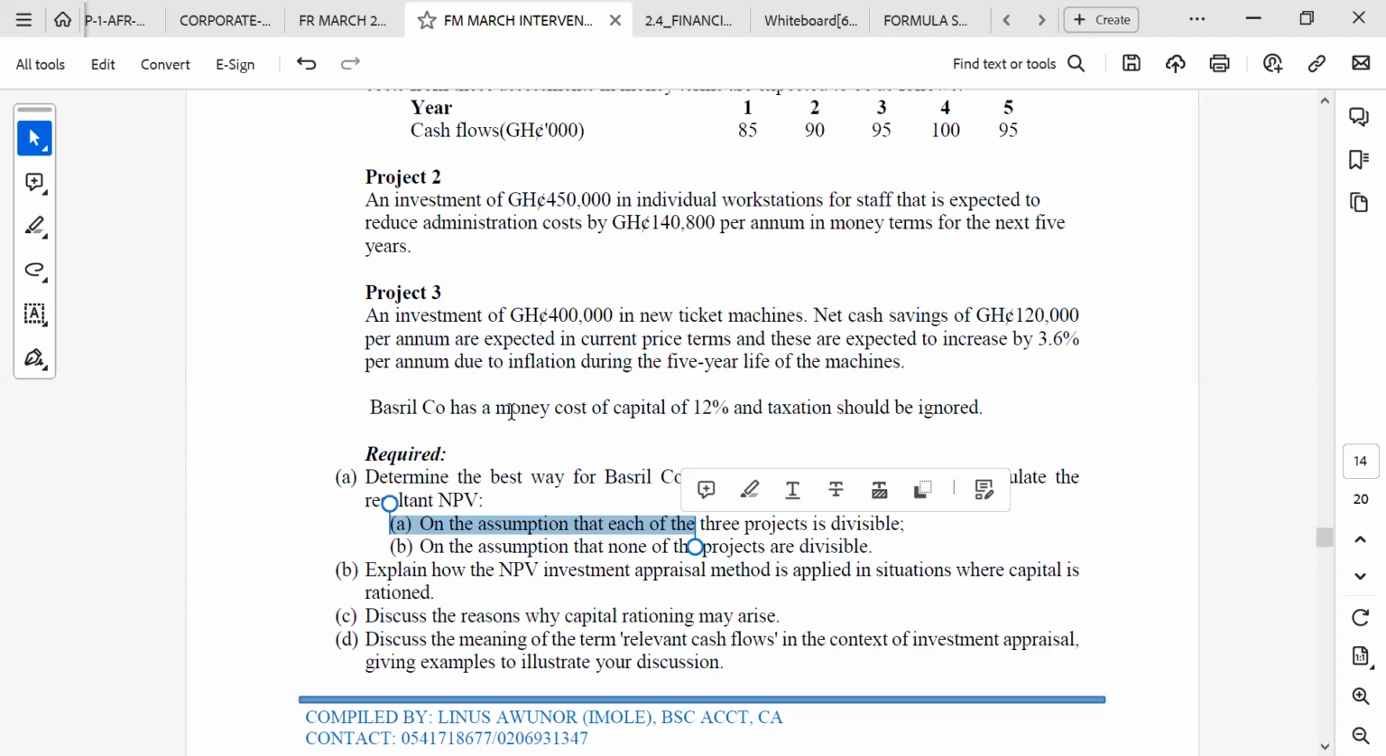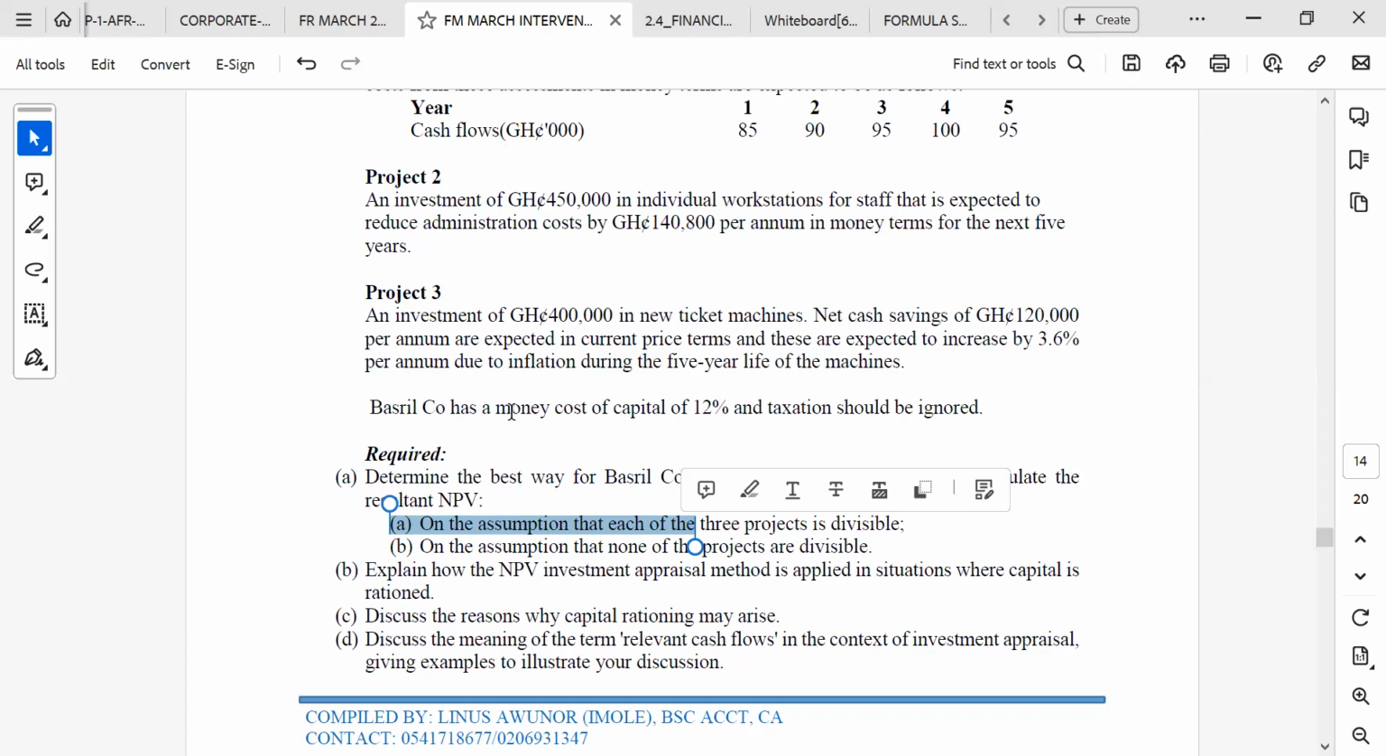Where the bank is refusing, or government has passed legislation that you can't invest this amount of money on a project like this. So the hard one has to do with the external factors. What are some of the reasons that may cause soft capital rationing? You can state all the internal ones, or you can state all the external ones.